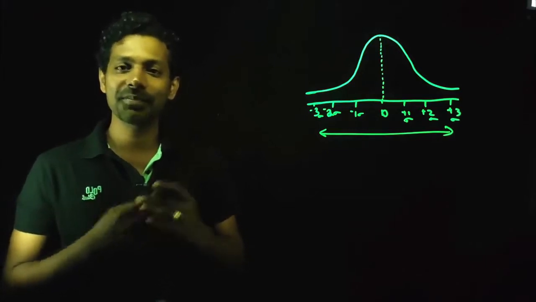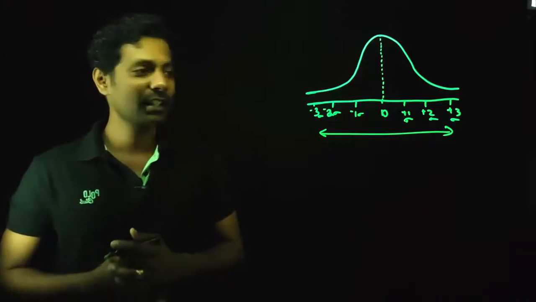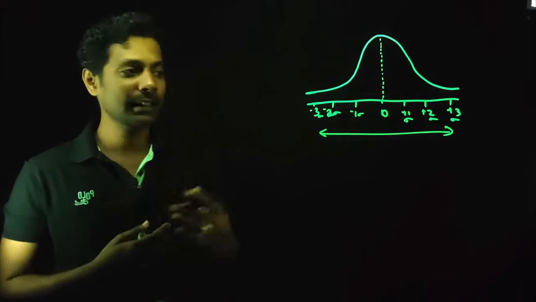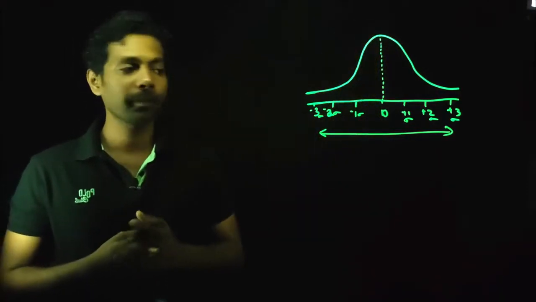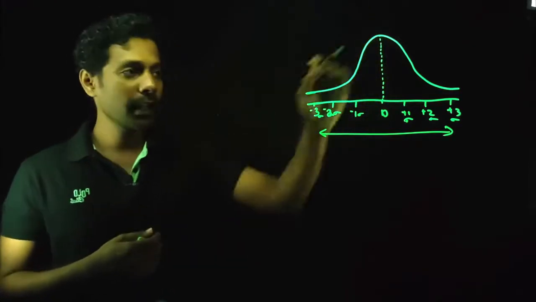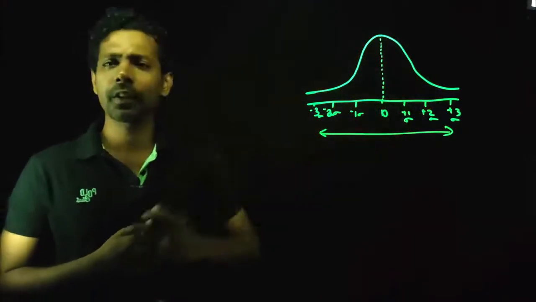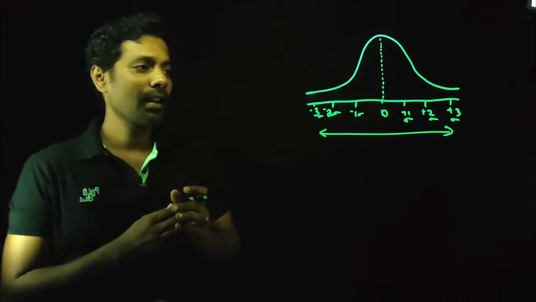Kurtosis is one of the most misunderstood concepts in statistics. The common way in which we explain kurtosis is in terms of its peakness, how tall the curve is. If the curve is very tall, we generally call it Leptokurtic. If it is flat, we call it Platykurtic. And if it's something like a normal curve, we call it Mesokurtic. So what is the mistake in that?